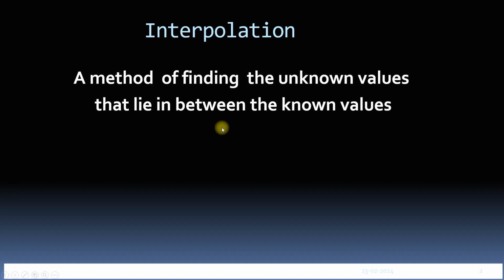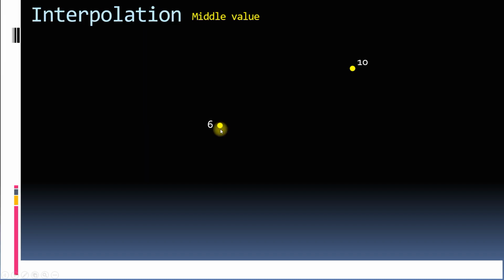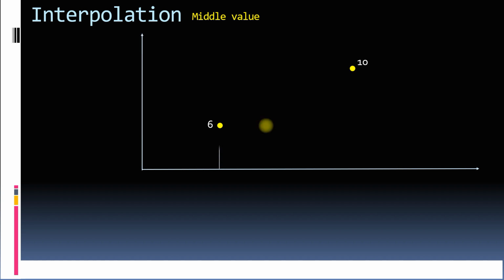Let's understand this with an example. Consider two numbers, 6 and 10. Let's plot these numbers on two reference axes. Numbers 6 and 10 are at some distance from the vertical axis. We are not bothered about the distances yet. Let's say you want to find a number exactly in the middle of these two numbers. Maybe intuitively you will say that this number is around 8.